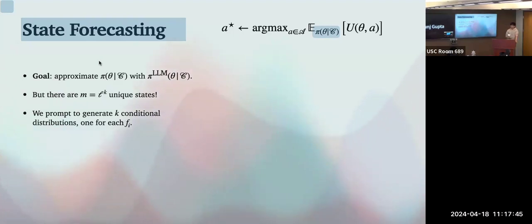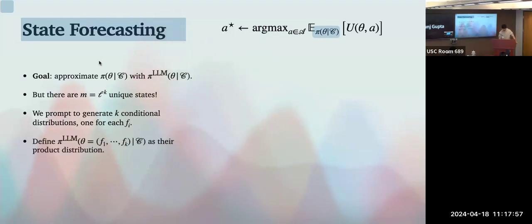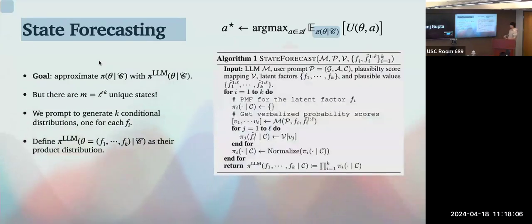So we're going to use a very simple strategy by decomposing them, assuming that they're conditionally independent of each other given the context. We're going to generate k conditional distributions, one for each of the factors, and we're going to define the LLM forecasting distribution as their product distribution. So this is the entire algorithm. It's kind of notation heavy, but the key idea is that we're going to prompt the model to give a belief or likelihood score verbalized in natural language. From those verbalized belief scores, we're going to convert them into numerical values and normalize them to generate a belief distribution.